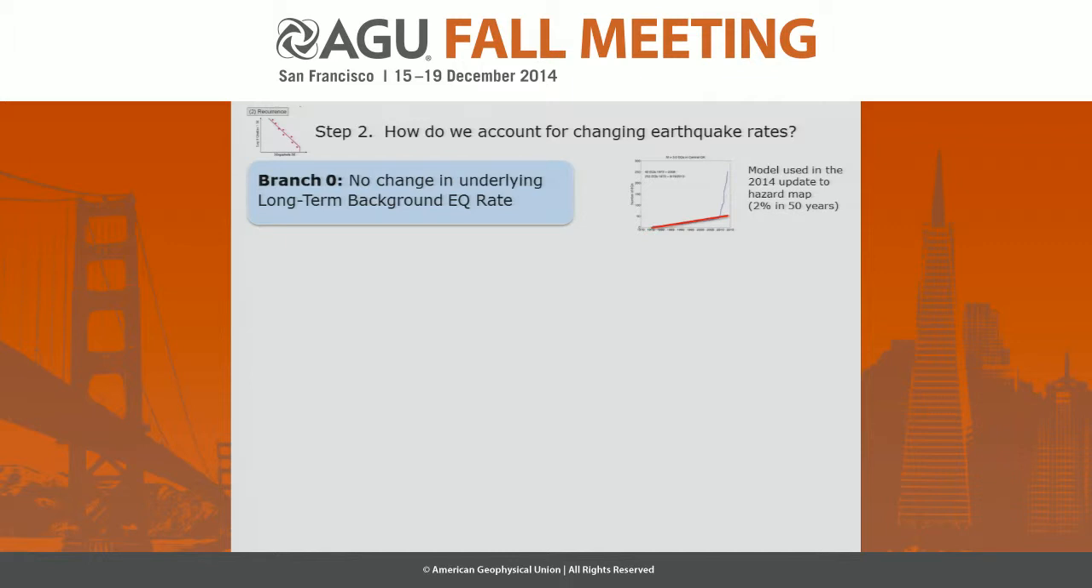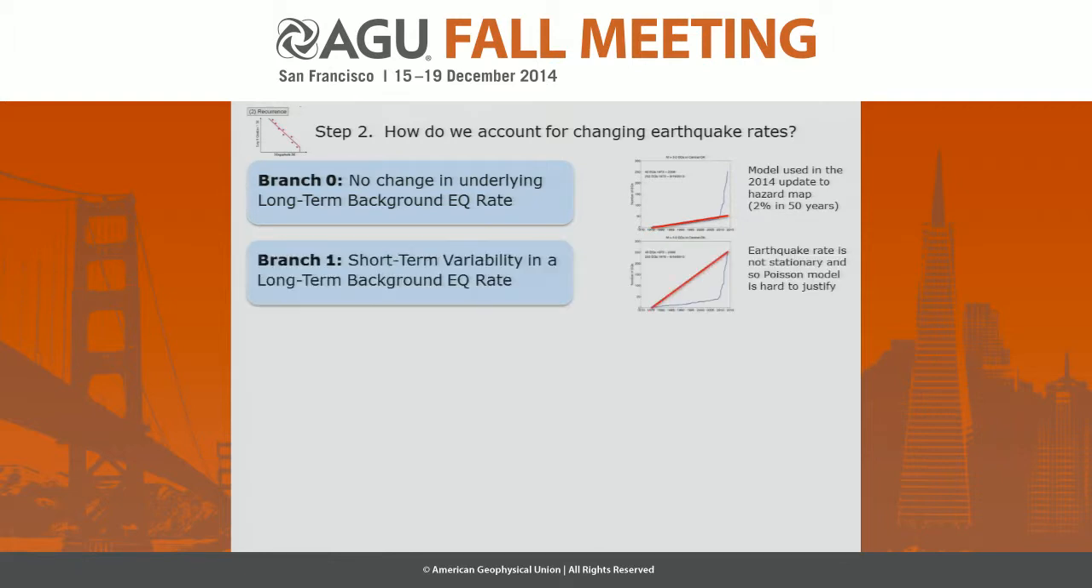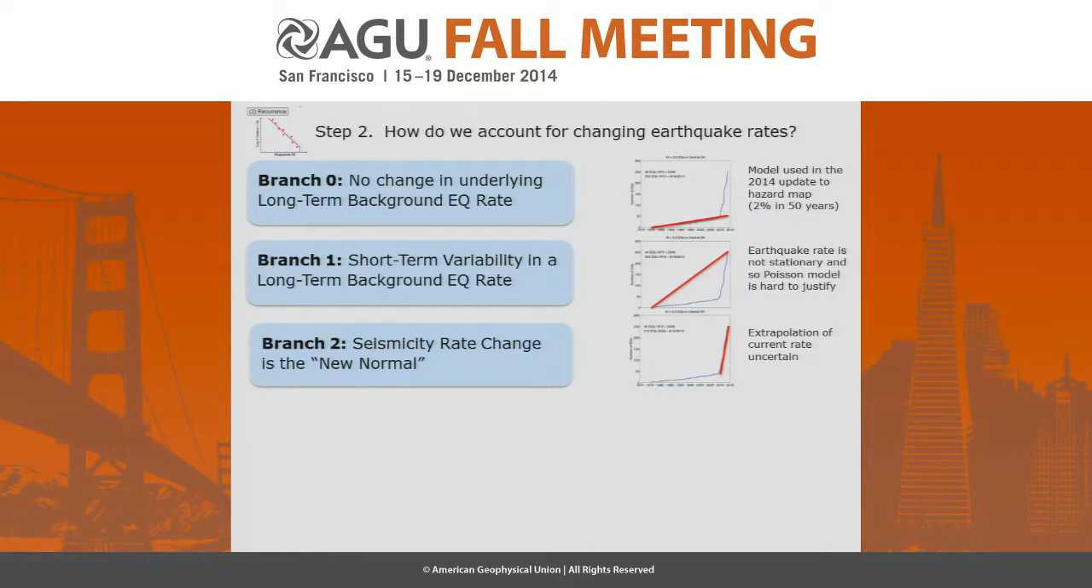We have a branch zero in our logic tree, which would say that we're going to ignore the rate change. So that was what was done in developing the 2014 map. Some alternatives would be to say, well, let's just average everything together and take that new rate. The problem with this is that it's very difficult to describe statistically what that model should be because it's clearly not a Poisson process. Another way would be to take the sharp rate increase as the current rate and project that forward. That probably is what we'll be doing in terms of developing a one-year map, but it's clear that that is not an appropriate thing to do if you're developing a 2% and 50-year map.